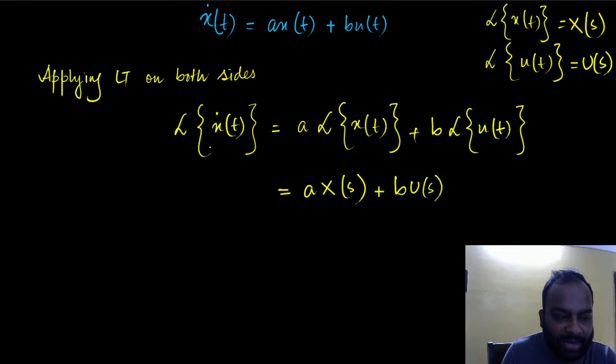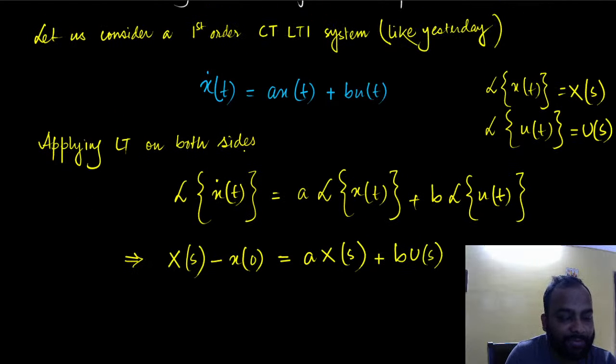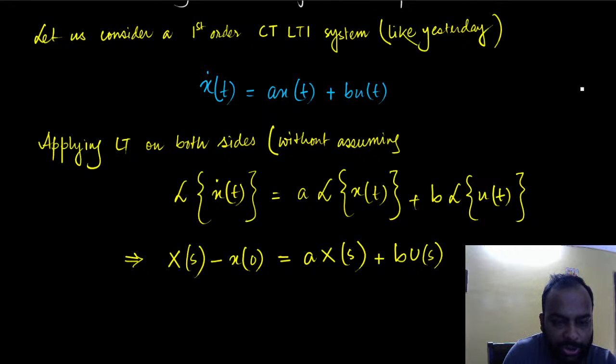And Laplace transform of the derivative of x t, we know that that is X(s) minus x0. Keep that in mind. Notice the lowercase letter here: x0 is the value of x t when t is equal to 0. So that's the initial condition that we are not ignoring. Okay, so we are applying Laplace transform on both sides without assuming zero initial conditions.